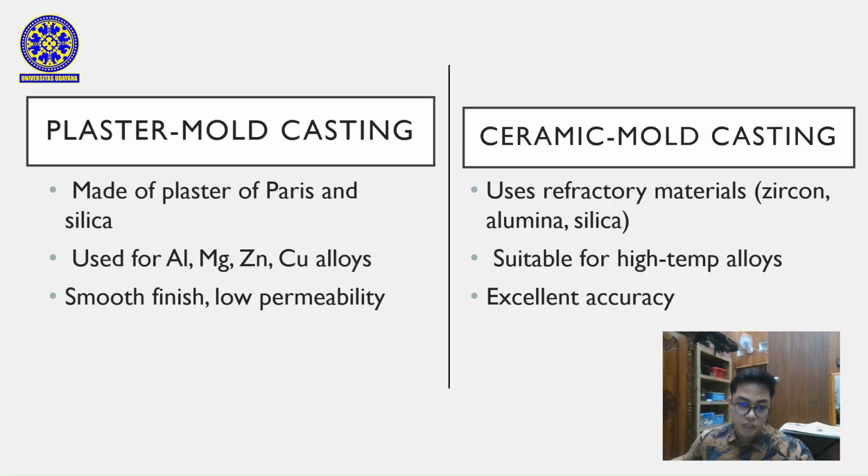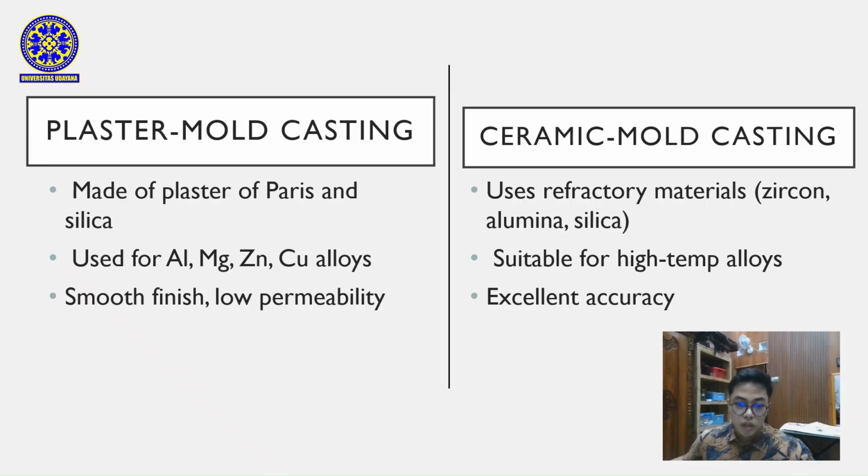In plaster mold casting, molds are made using plaster of Paris mixed with additives like talc and silica flour. The process is used for low melting metals such as aluminum, magnesium, zinc, and copper alloys. It provides smooth surface finish and excellent detail reproduction, but it is limited by slow cooling and poor permeability.